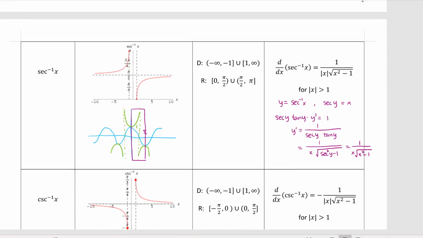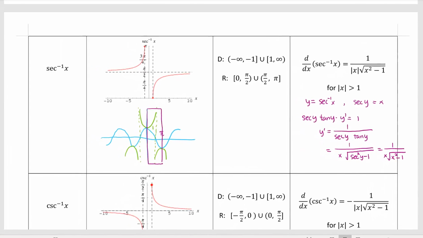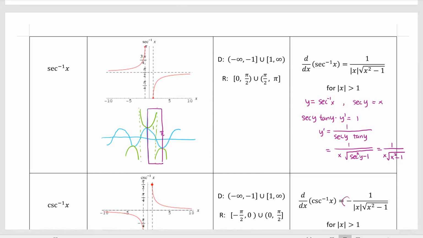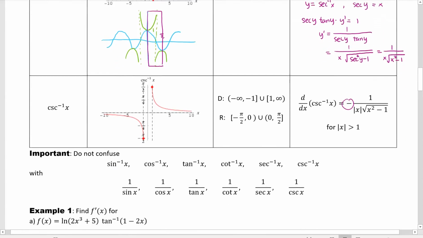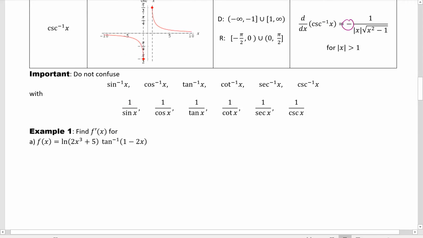The derivative of arccosecant is very similar, and we just have a minus sign in front of it. As long as you can remember the derivatives of sine, tangent, and secant, then the derivatives of cosine, cotangent, and cosecant are just the negatives of the corresponding ones. Important: do not confuse the inverse trig functions with 1 over sine x or 1 over cosine x. They are very, very different.